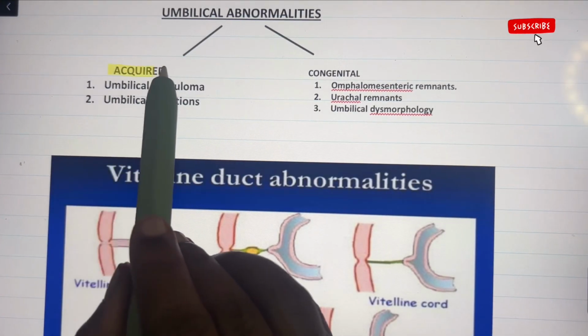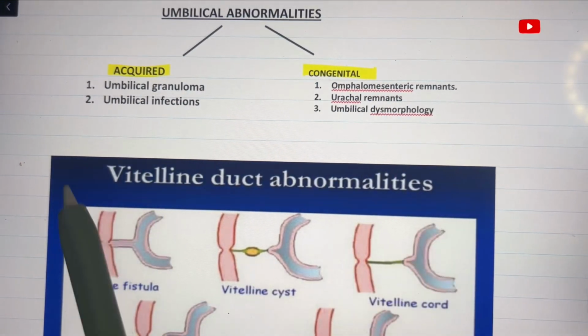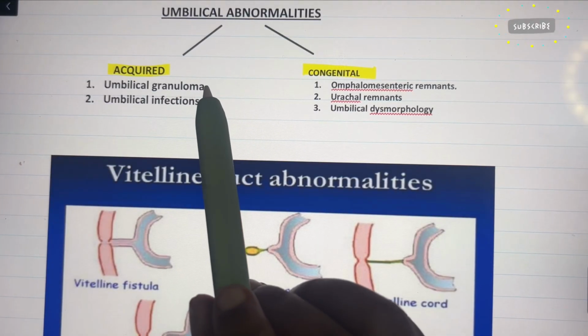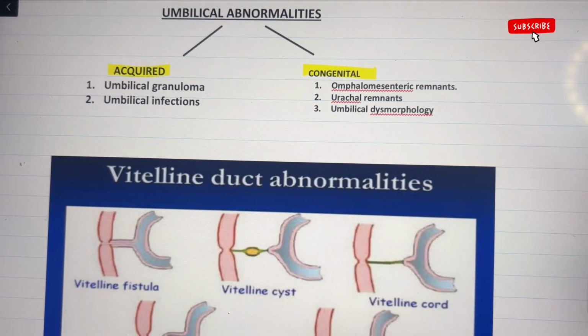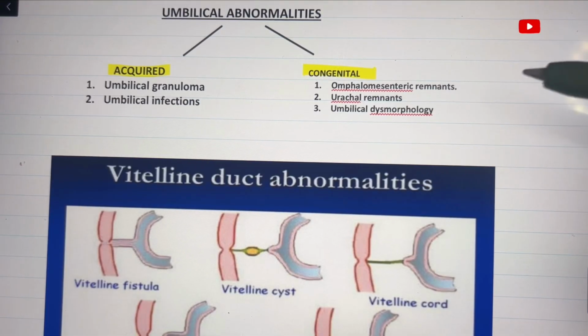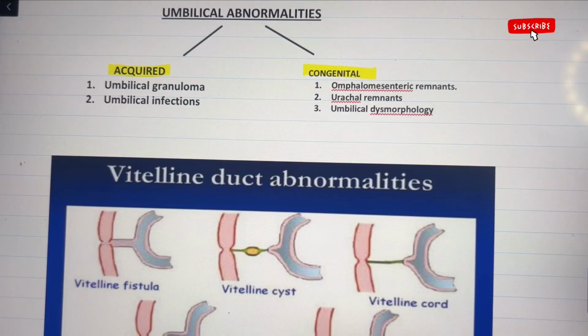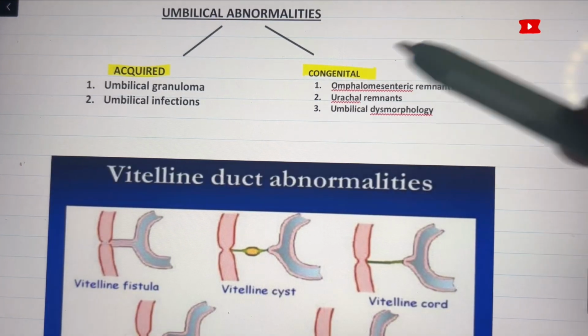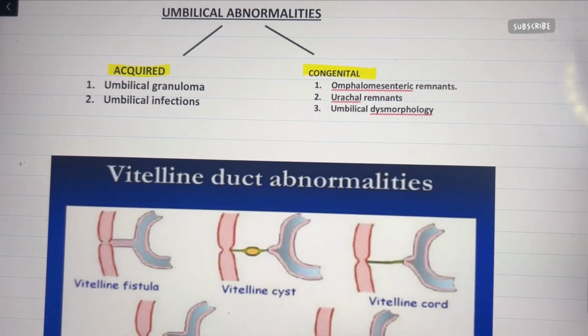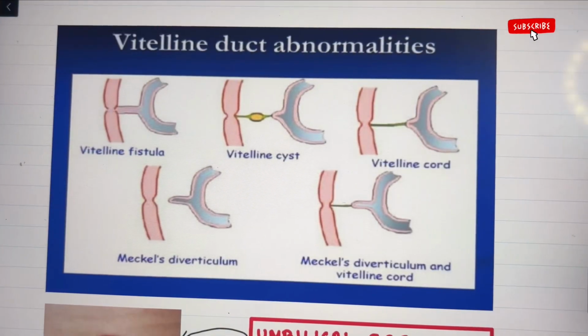Now, umbilical abnormality. Umbilical abnormality can be acquired or congenital. Acquired abnormalities are umbilical granuloma and umbilical infection. Congenital are omphalomesenteric remnants, urachal remnants and umbilical dysmorphology. Remember these two categories. Before going into the acquired, I will just tell you the vitellointestinal duct abnormalities.